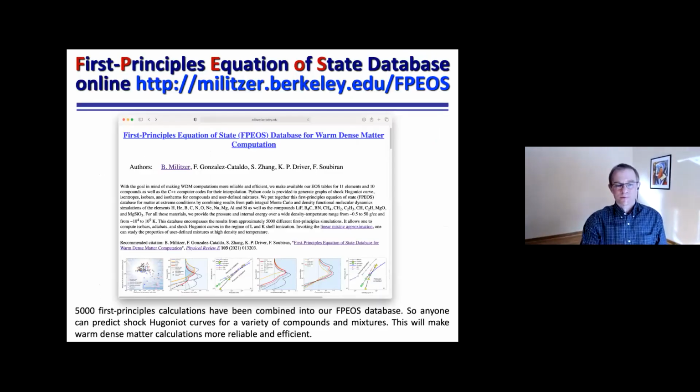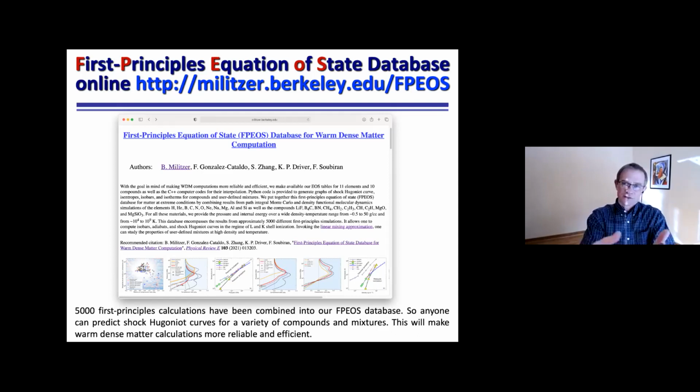That's what you see here. The work's published in PRE, and it allows you with a few clicks of a button to have access to these 5,000 first principles calculations. So you get fully interacting material results if you're interested in the material that we happen to study. And then if you don't have this, then you have to go back to linear mixing. Then you get a result at high enough temperature.